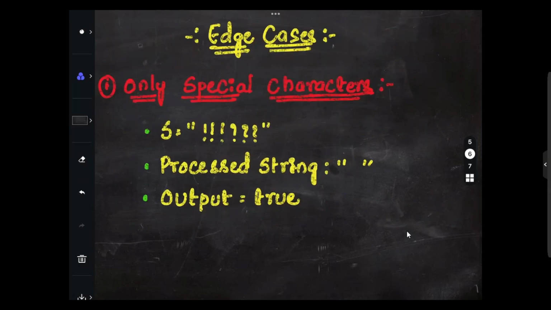So let's start discussing the edge cases. The first edge case here is only special characters. First thing here is we need to convert this to lowercase. We don't have alphanumeric characters at all here, so we will remove all the special characters, I mean, all the non-alphanumeric characters. This becomes an empty string. When we remove spaces as well, this becomes an empty string. An empty string is always considered a palindrome. We have already discussed this, so we will return true in this case.